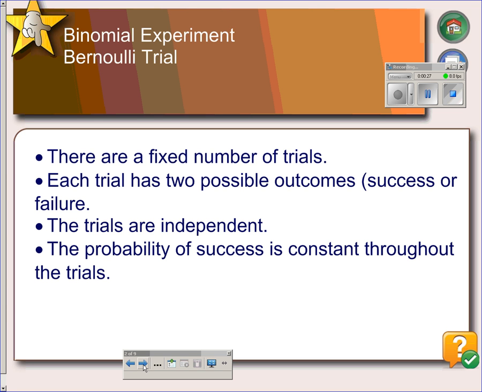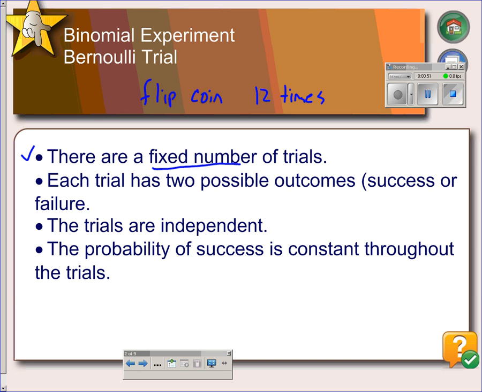First of all, there is a fixed number of trials. So let's say we're flipping a coin. We'll give that as an example. To be a Bernoulli trial or a binomial experiment, we have to say ahead of time how many times we're going to flip. So let's say we flip the coin 12 times. That would satisfy this first condition.